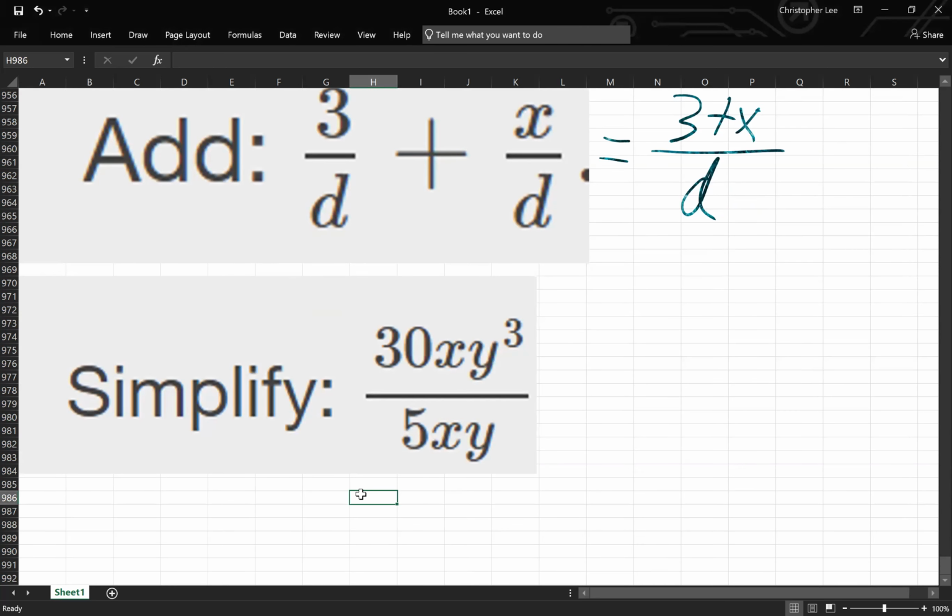So here I want to simplify 30xy cubed over 5xy. What I'm going to do is the numbers first. So 30 divided by 5 is 6. Right? And now x and x will cancel out. y cubed and y will cancel out, leaving y squared. So this is 6y squared.